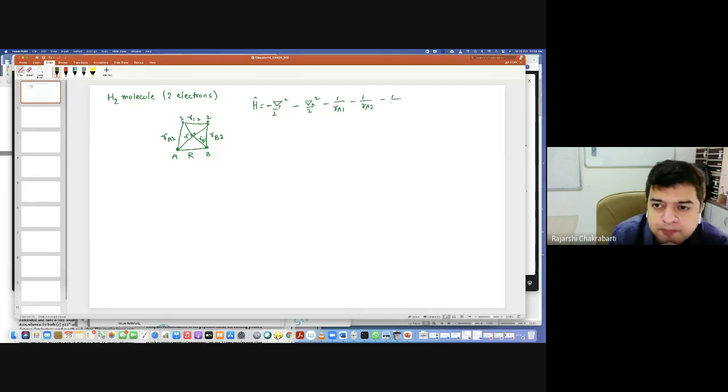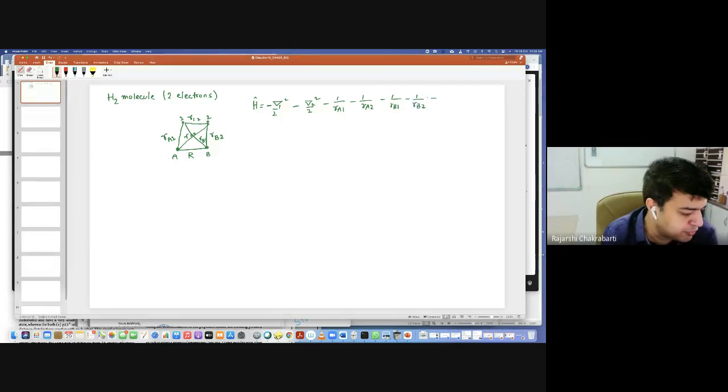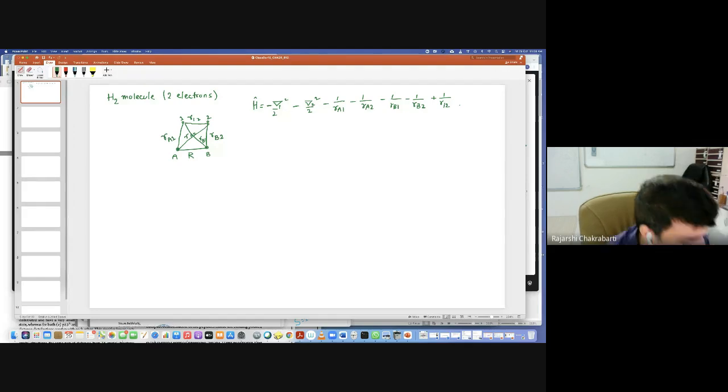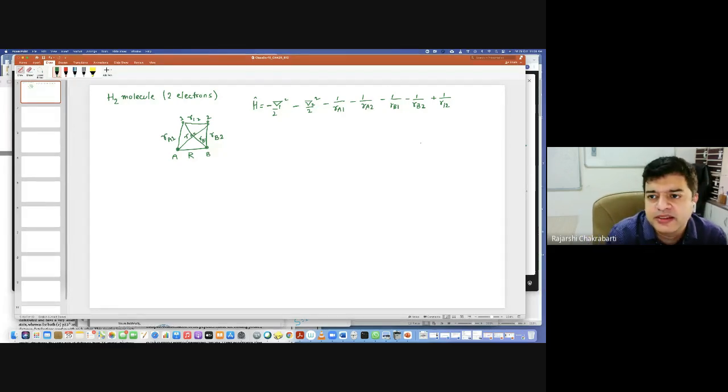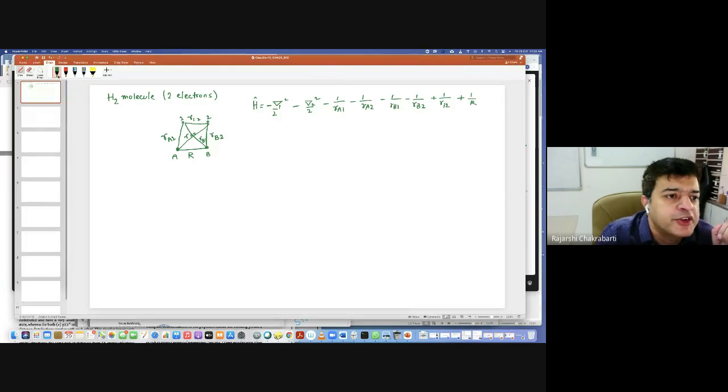Then electron repulsion and nuclear repulsion. So electron-nucleus attraction terms are 1 by r, and electron repulsion is 1 by r12. And nuclear repulsion I can add, but you can add it yourself. Anyways, this is the Hamiltonian. But because of this term, this electron-electron repulsion, this is almost impossible.